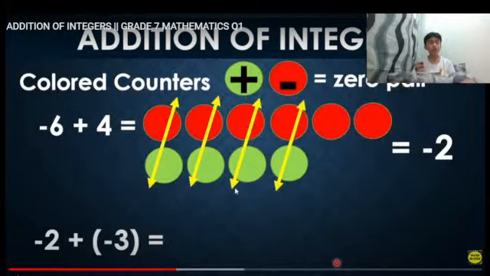Red portion na lang. Sabihin, ang answer ay negative 2 plus negative 3. Negative 5 ata siya.